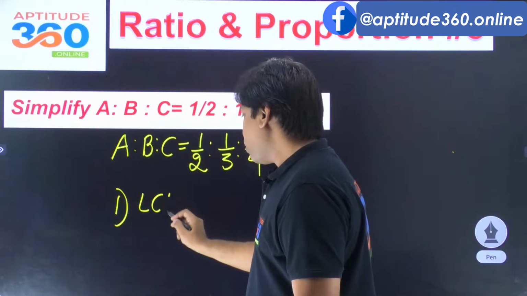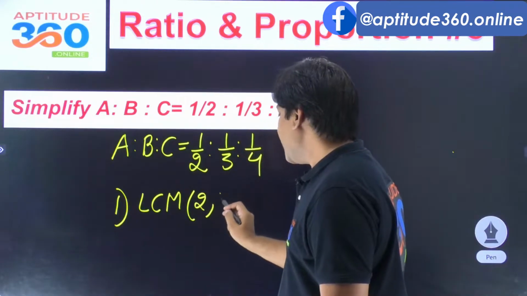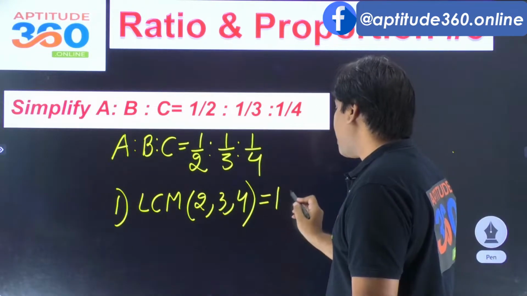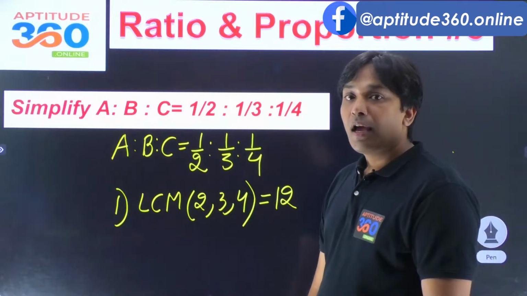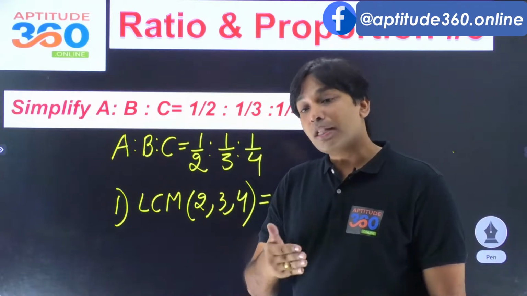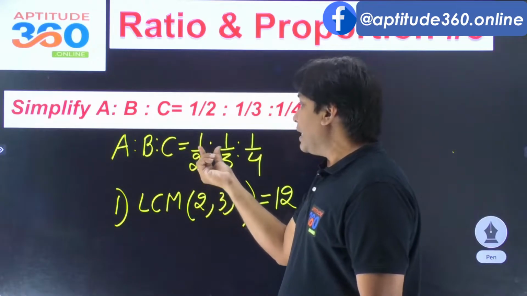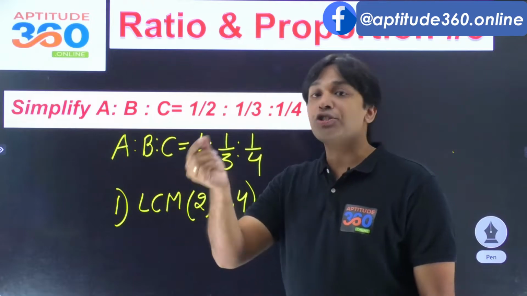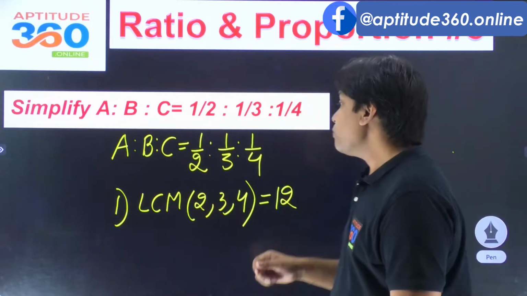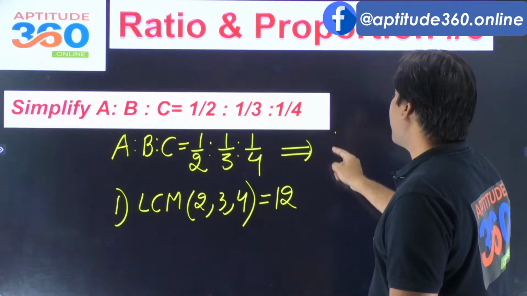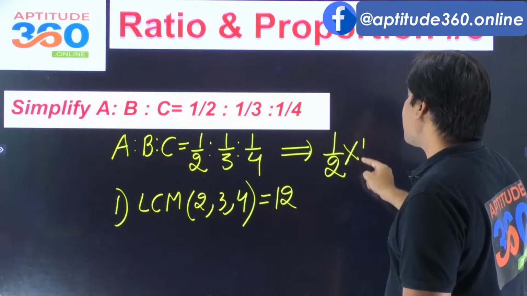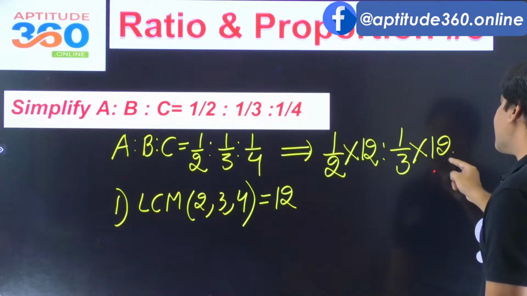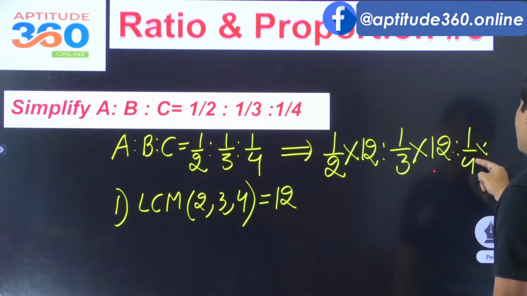You take step number 1. You take the LCM of these denominators. LCM of denominators will come out as 12. And then you have also learned in video number 1 that you can multiply or divide or add or subtract the same value from all the constituents of the ratio. तो मैं क्या बोल रहा हूं कि इस वाले रेशियो में 1 by 2 को भी 12 से मल्टीप्लाई कर देते हैं, 1 by 3 को भी 12 से मल्टीप्लाई कर देते हैं and 1 by 4 को भी 12 से मल्टीप्लाई कर देते हैं.